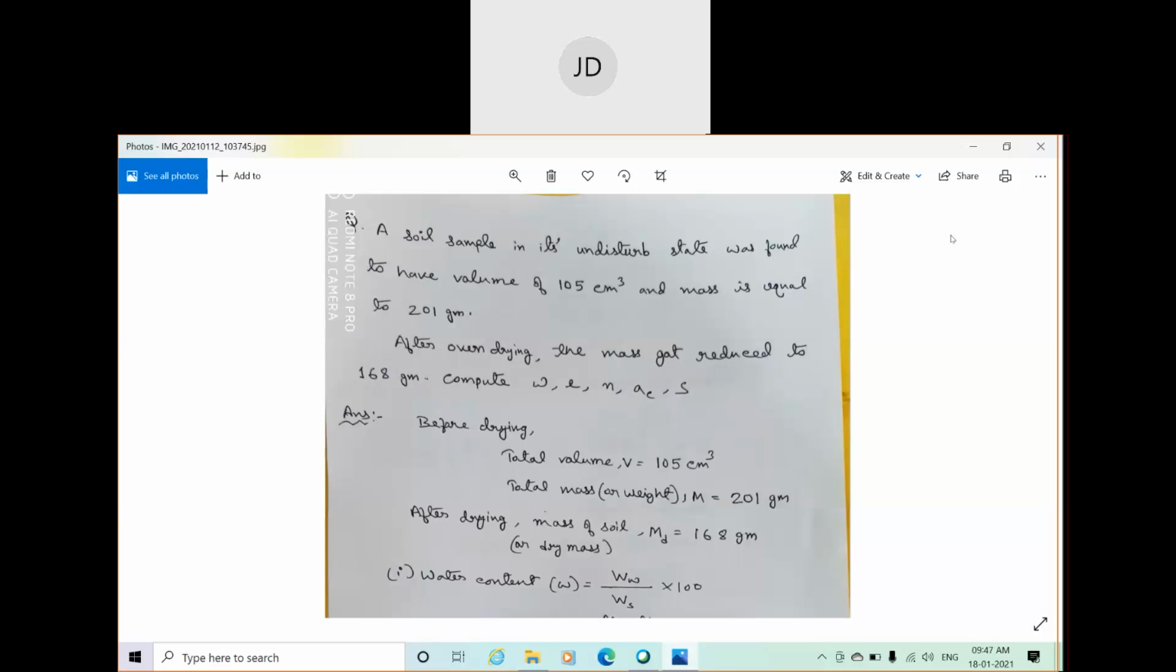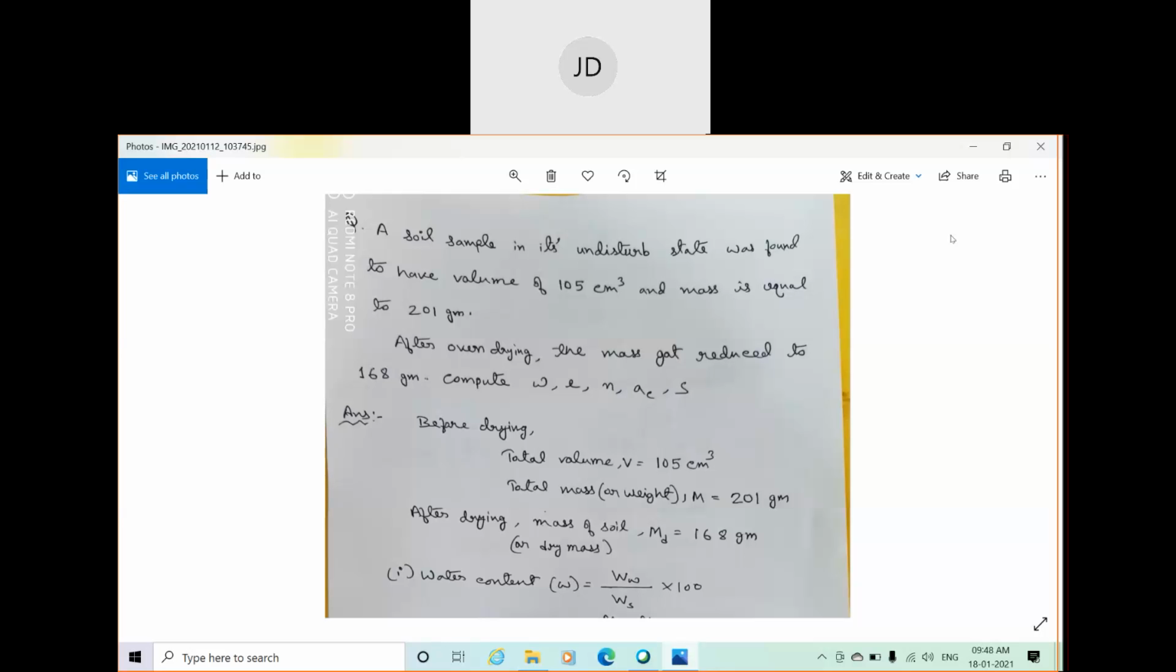So what it is saying: a soil sample in its undisturbed state, that means in a natural state, has a total volume of 105 cm³ and total mass of 201 g. After that, the soil sample is taken to the laboratory and goes for oven drying. I think you remember that. After oven drying, the mass gets reduced because in oven drying, water gets evaporated. Whatever water is present in the voids gets expelled because of the oven heating. After oven drying, the mass is reduced to 168 g.